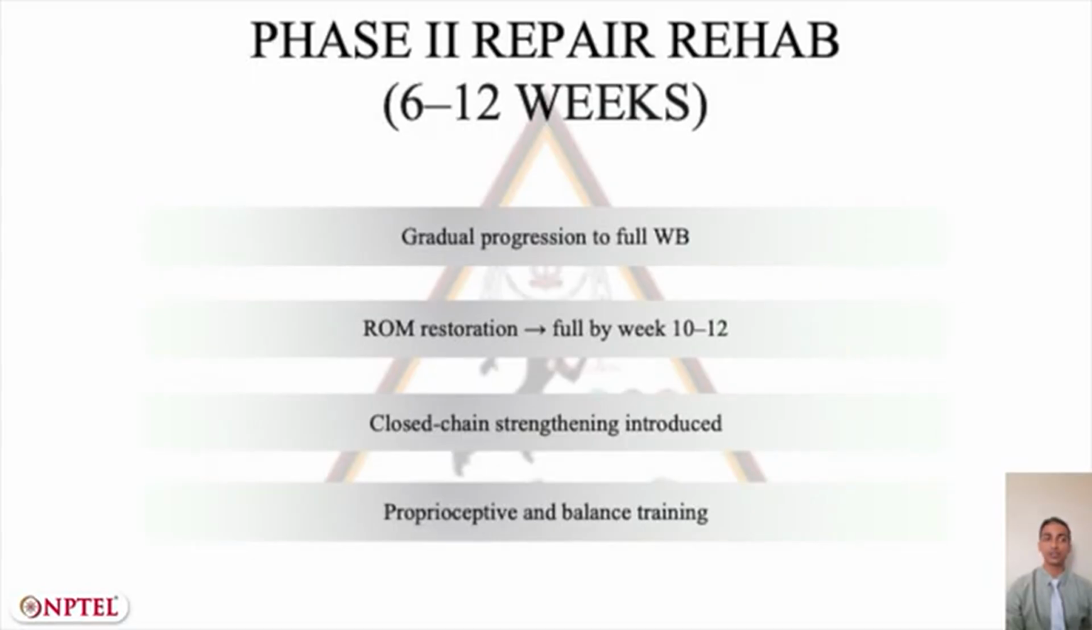The key interventions in this phase are closed kinetic chain strengthening exercises like step ups, mini squats, balance and proprioceptive drills, and using a stationary bike or the elliptical machine for maintaining aerobic fitness.